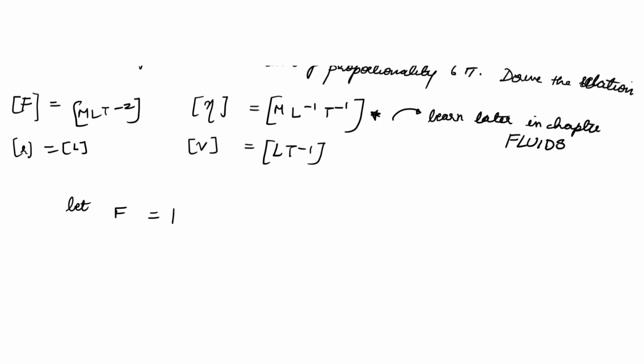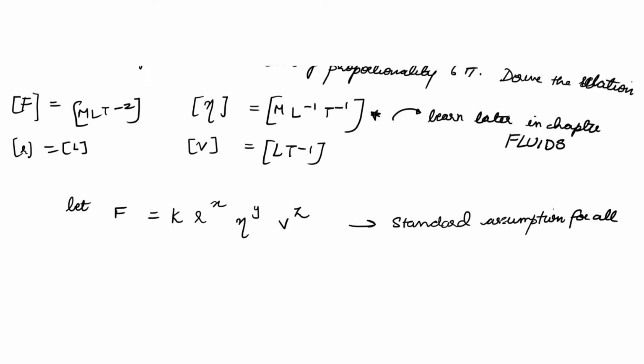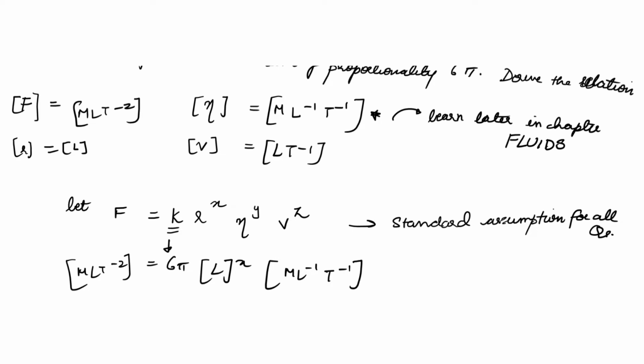Now we assume that F is equal to k times r^x, eta^y, v^z, where k is a constant. Why are we doing this? Because they have given that force depends on radius, coefficient of viscosity and velocity, but we do not know how it depends. That is, we do not know the powers x, y and z, which we have to find. So we are equating like this. They have given the constant of proportionality as 6 pi. So you should simply substitute the dimensions of force, eta, radius and v.